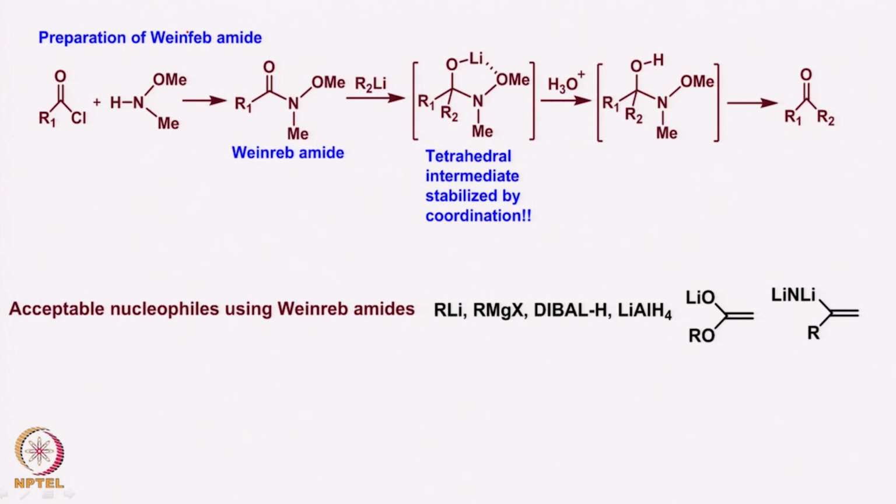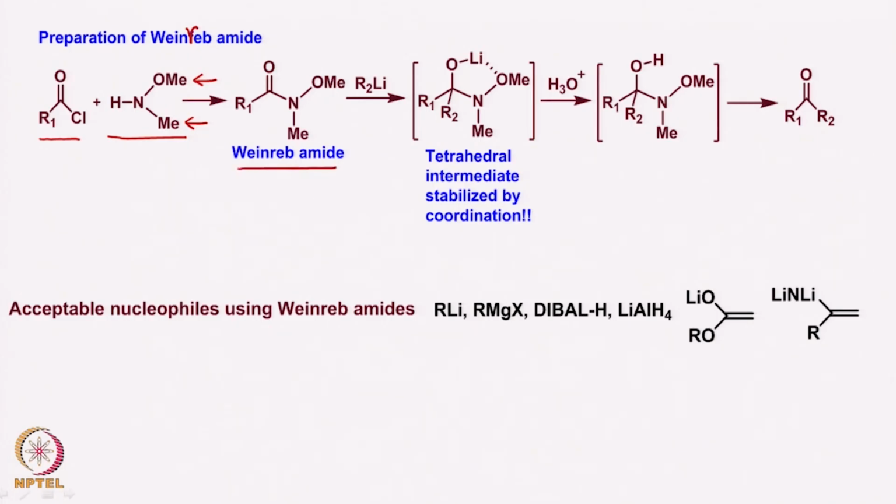Now here it is Weinreb amide R, and how is it prepared? You can prepare it from the corresponding acid halide and react it with this particular nitrogen compound where there is already a methoxy group. This is an amine, an ammonia derivative. So you have a methoxy and a methyl on the nitrogen. When they react, they form the corresponding Weinreb amide.